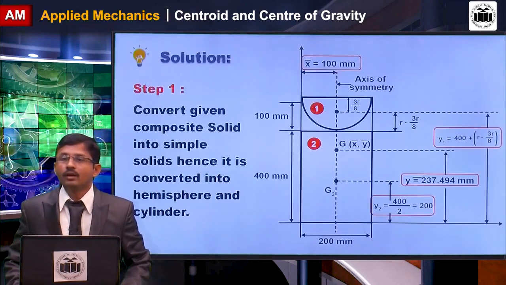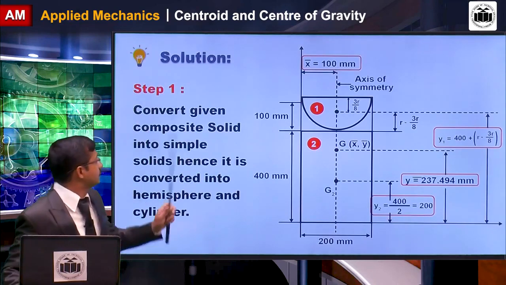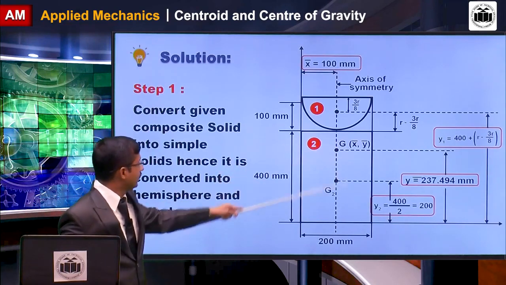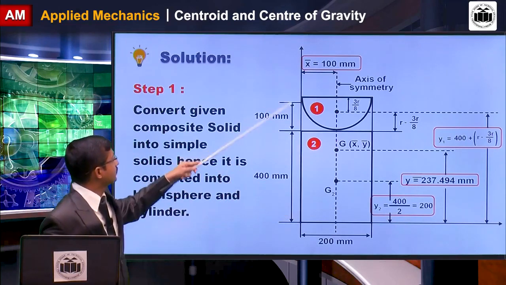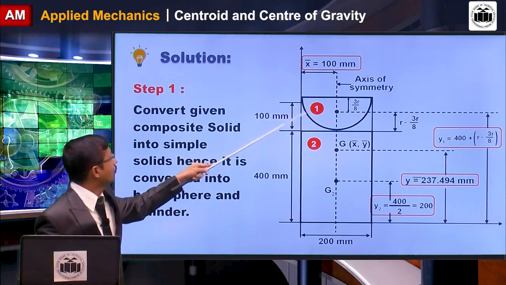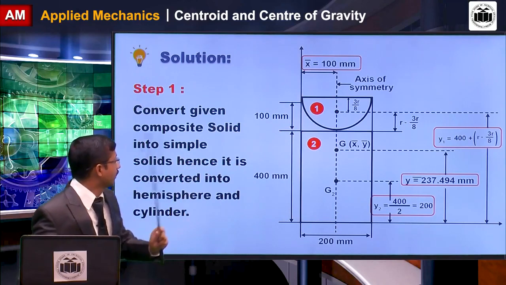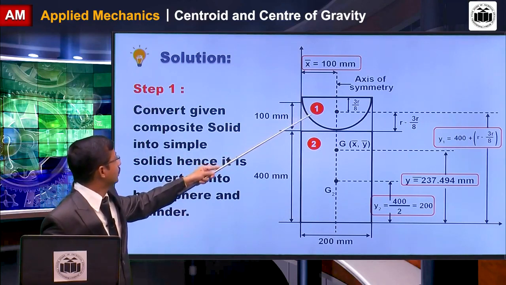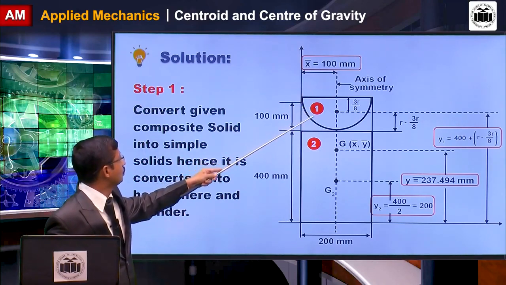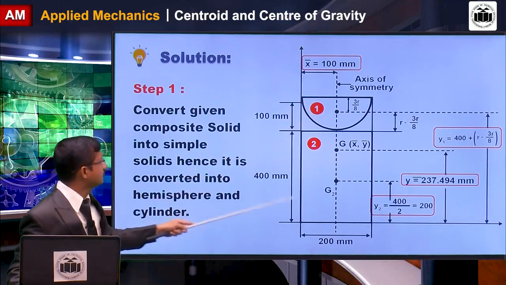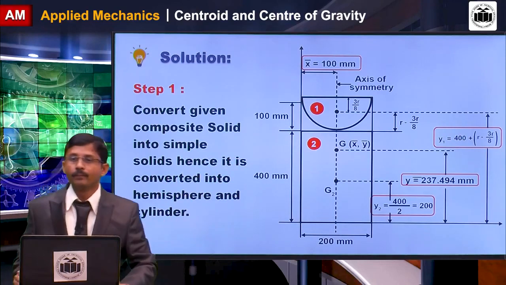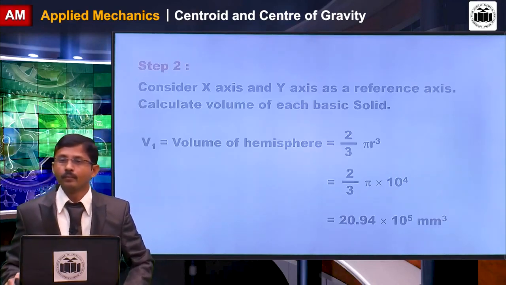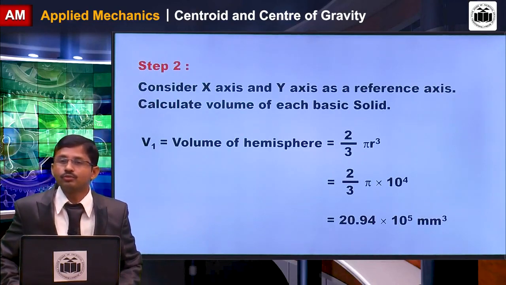It is having composite sections, that is one is a cylinder and the second is a hemisphere kept inverted on the cylinder. So you have to convert this figure into two parts, that is part 1 is the hemisphere and part 2 is a cylinder. So this is a problem of solid sections.